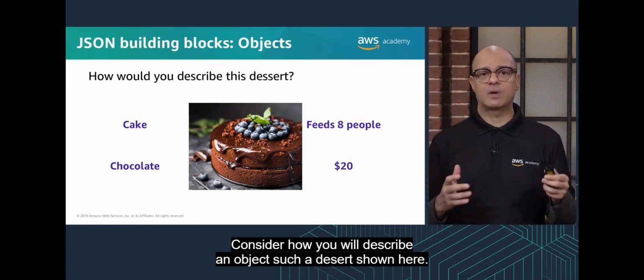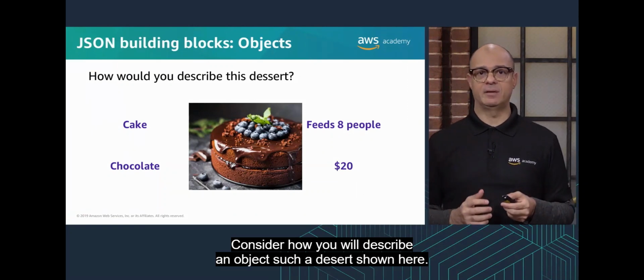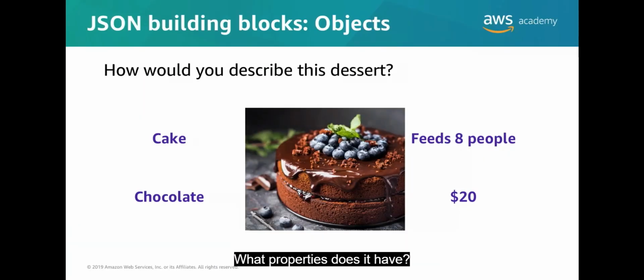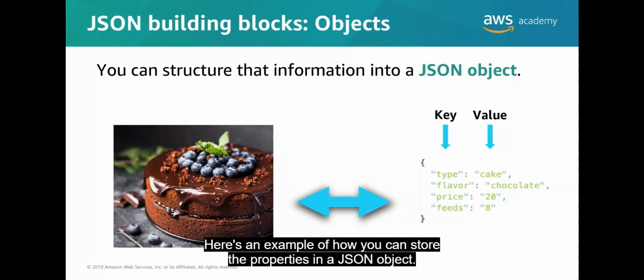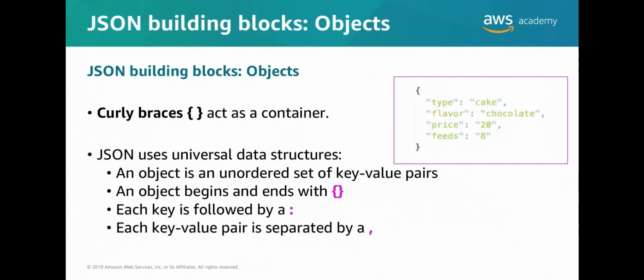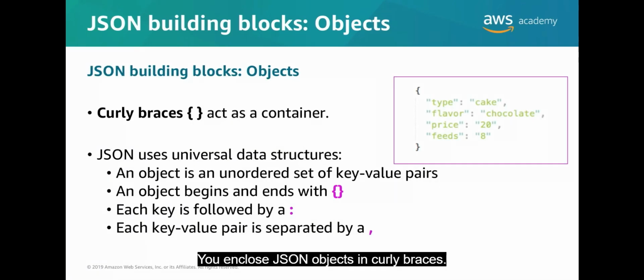Consider how you will describe an object, such as the dessert shown here. What properties does it have? 4 properties that describe it are highlighted. Here's an example of how you can store the properties in a JSON object. The JSON object has 4 properties that describe the cake. You enclose JSON objects in curly braces.